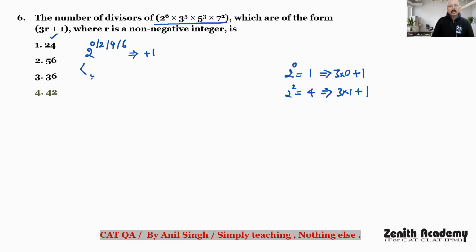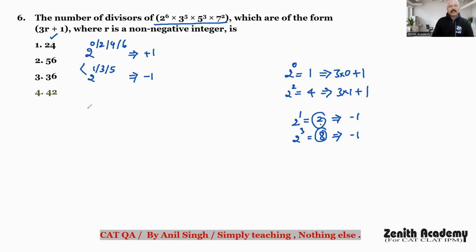But if it is 2 to the power 1 or power 3 or power 5, then these divisors will give remainder minus 1, not plus 1. Like 2 to the power 1 is 2. By dividing by 3, the remainder will be minus 1. 2 to the power 3 means 8. Dividing by 3 will give remainder minus 1. So 2 or 8 cannot be written in the form of 3r plus 1. It can be written in the form of 3r minus 1. Okay, so this is clear.